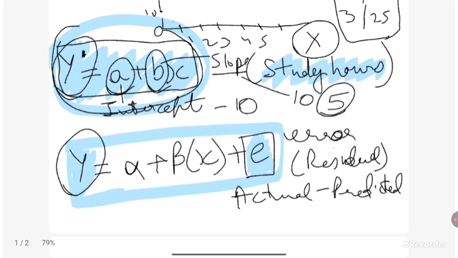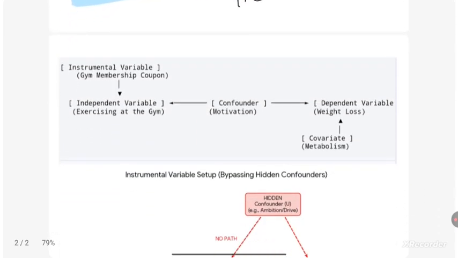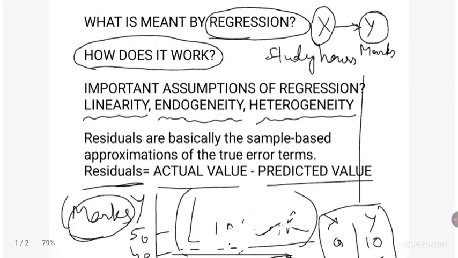Now, let us go ahead to the assumptions of regression. As I told you, there are three important assumptions of regression. Linearity, which I discussed with you right now. Second is endogeneity. Endogeneity means there are certain hidden variables. What are they? How do we find them? What to do with them? What is the remedy for this? How to test it? I'll tell you all about that.